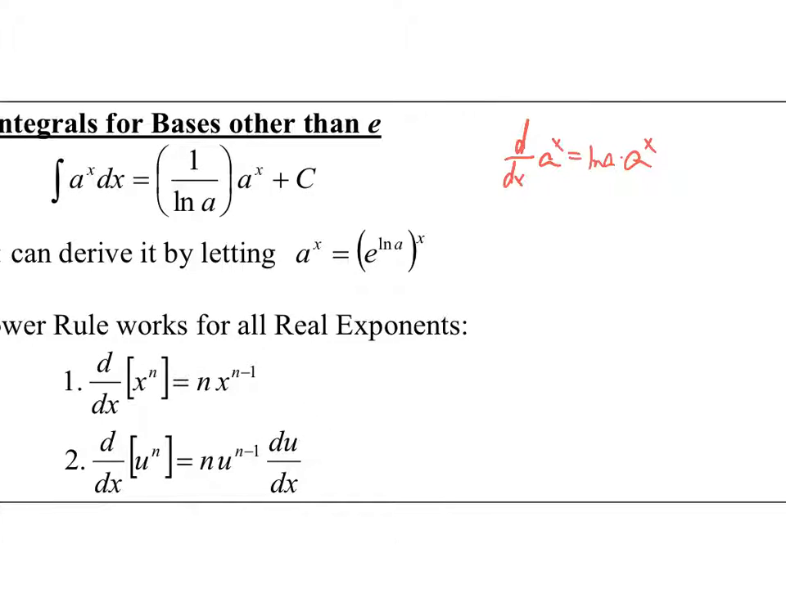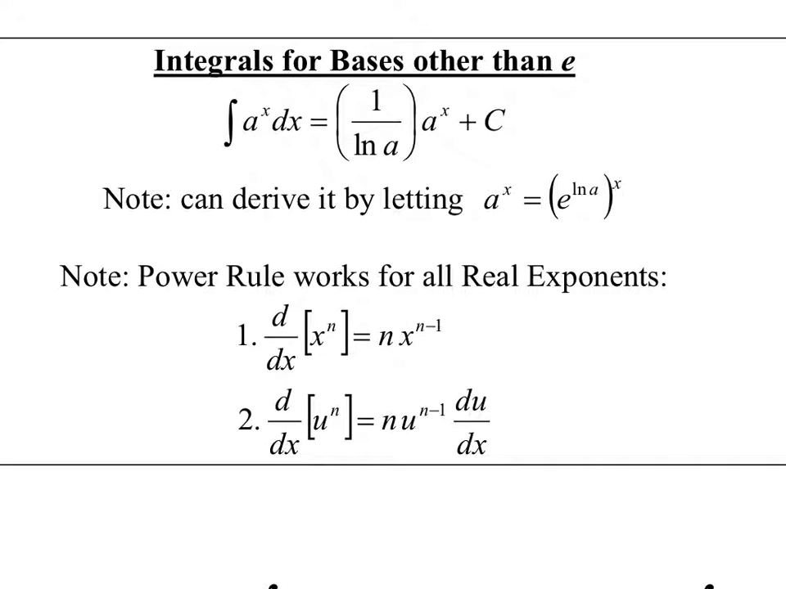So if we're going in reverse here, it makes sense that we have to have a 1 over ln of a, because then when we multiply by that ln of a, it's going to cancel out. It's kind of like when we were doing the reverse of the power rule. You add 1 to the exponent and divide by the new exponent. So it's a similar concept here. This is our rule for the integral of a to the x: 1 over ln of a times a to the x plus c.